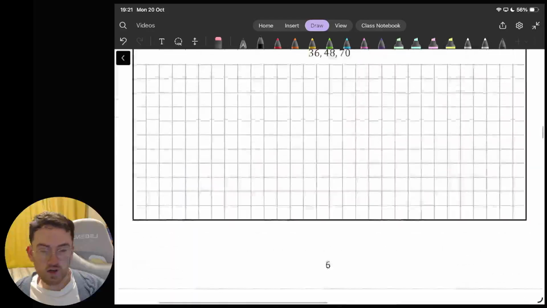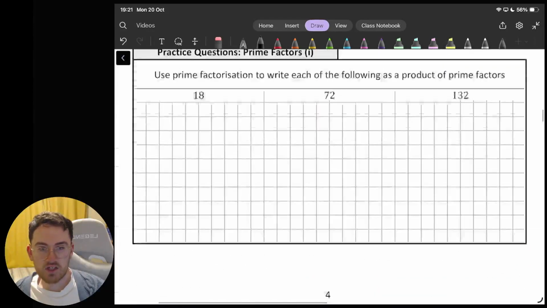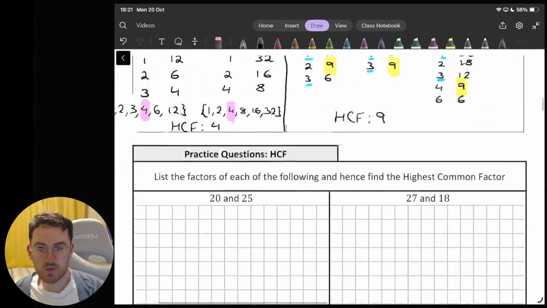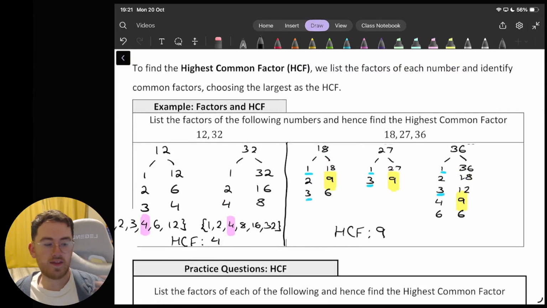So really here, it's all just about listing them out in a systematic way so that we're able to identify each of them and then picking out the largest one as our highest common factor.